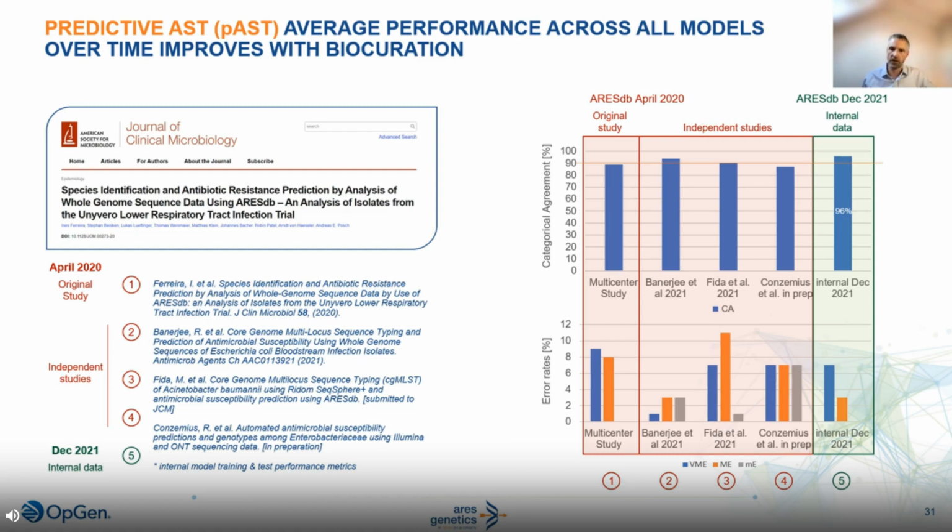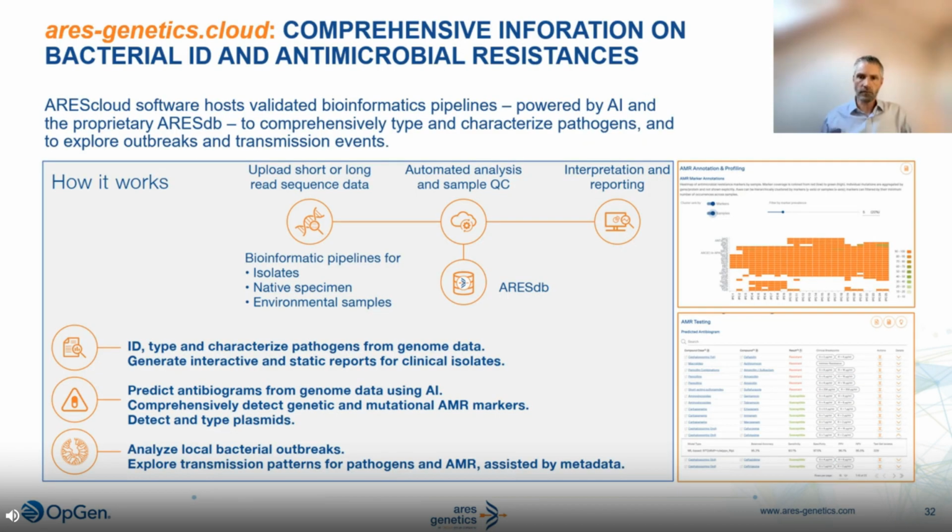The middle of the chart on this slide shows the results of 3 independent studies performed using our 2020 predictive models on different subsets of the full spectrum of drug-bug combinations. Finally, on the right-hand side, highlighted in green, you can see the average performance across our predictive AST models when trained based on a more recent version of the AriesDB. Categorical agreement is very high with on average 96%, and also very major error and major error rates have significantly improved.